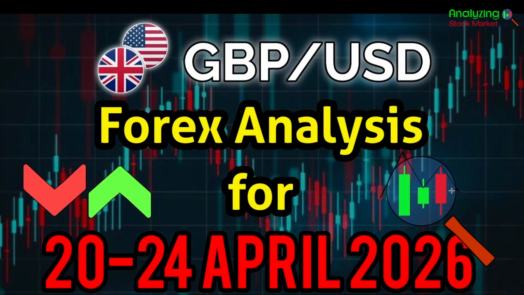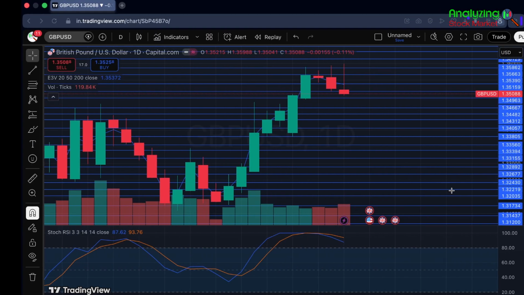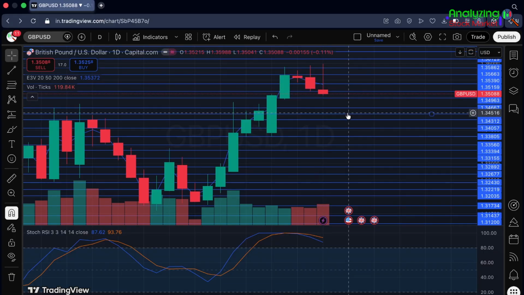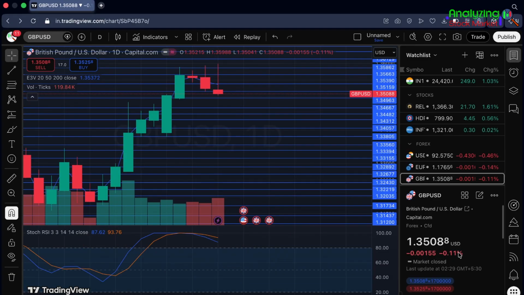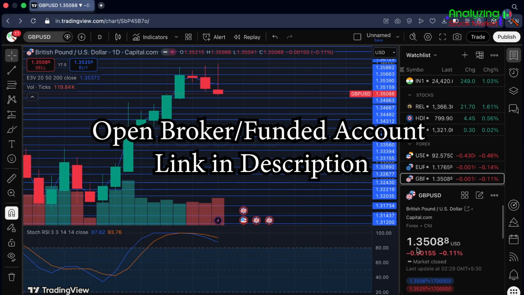So today I'll be talking about the GBP USD pair, and we'll do the Forex analysis for 20th to 24th April 2026. So let's go straight to the chart. First, let's see what happened in GBP USD on Friday. Here, as you can see, a 0.11% negative move. 1.35088 is the closing on Friday.